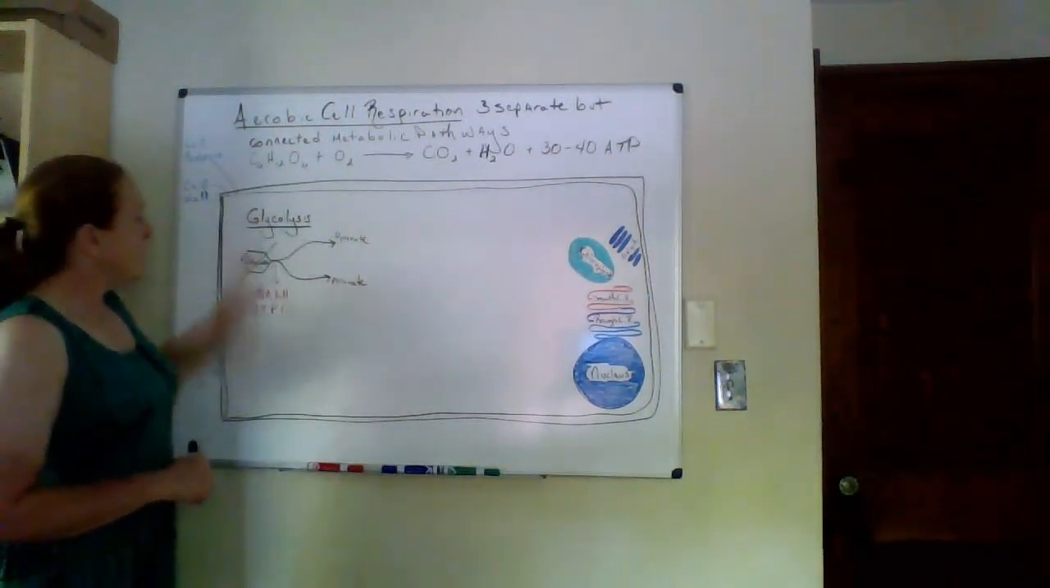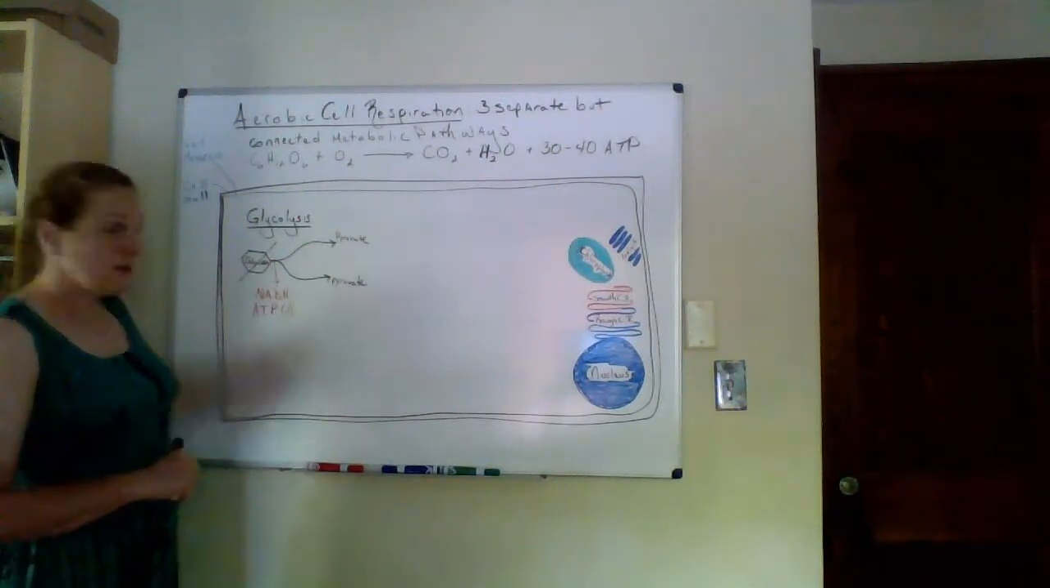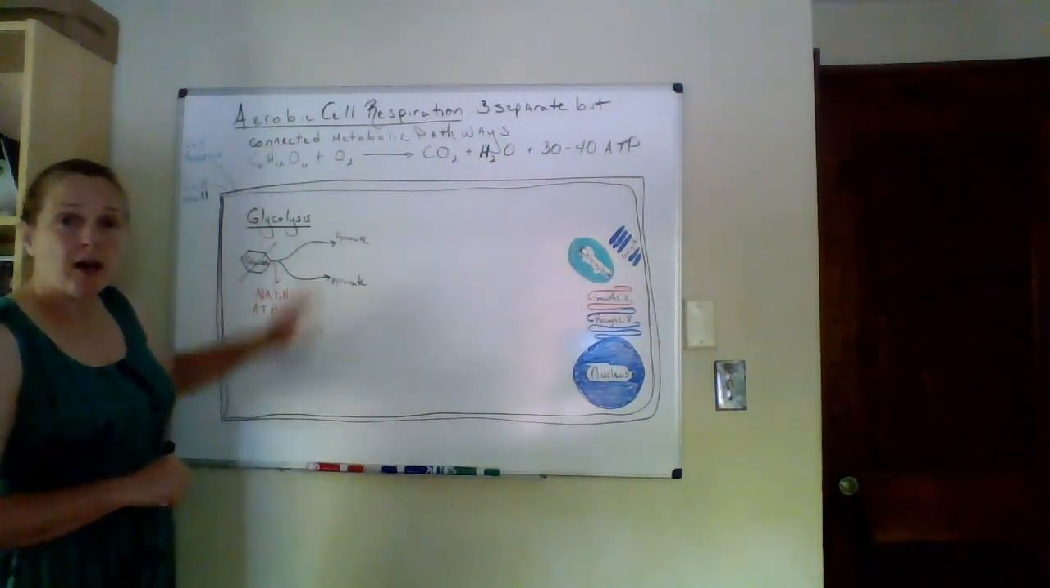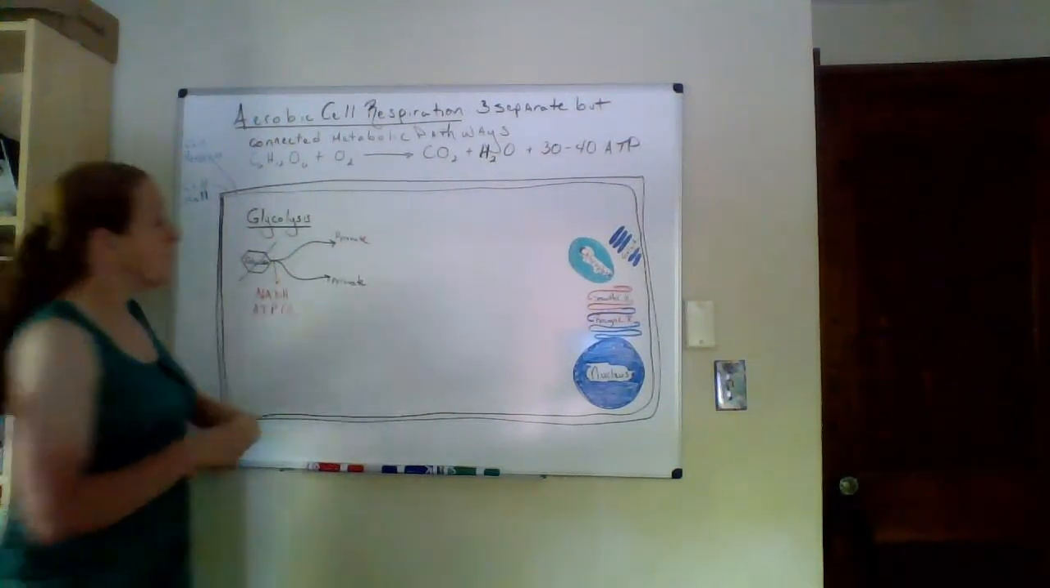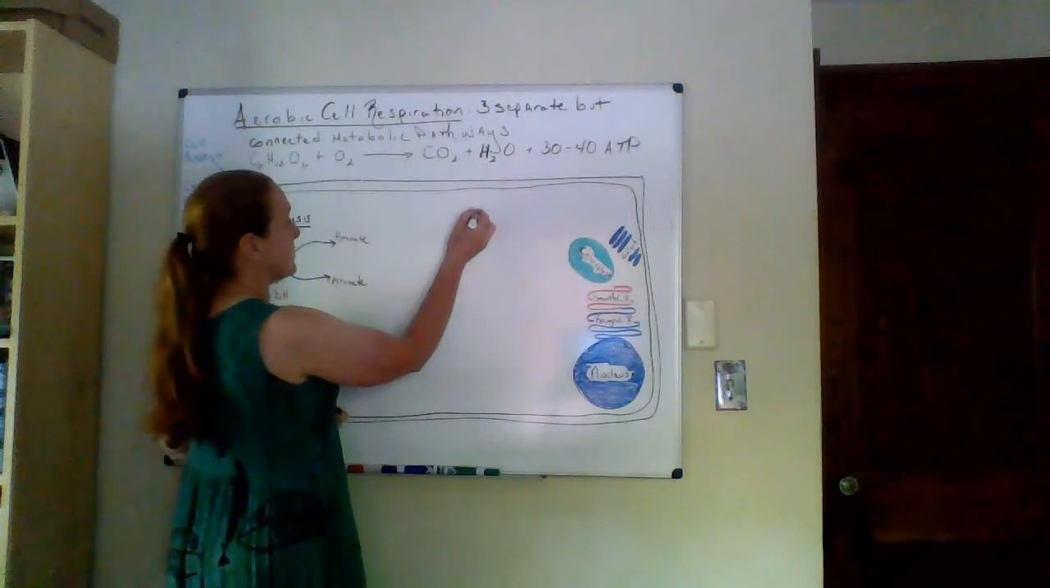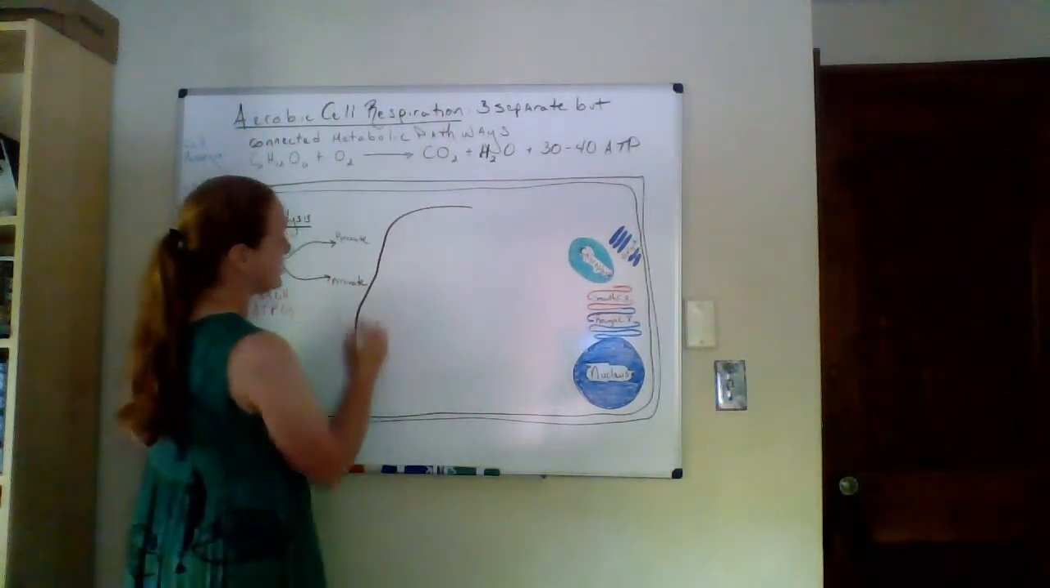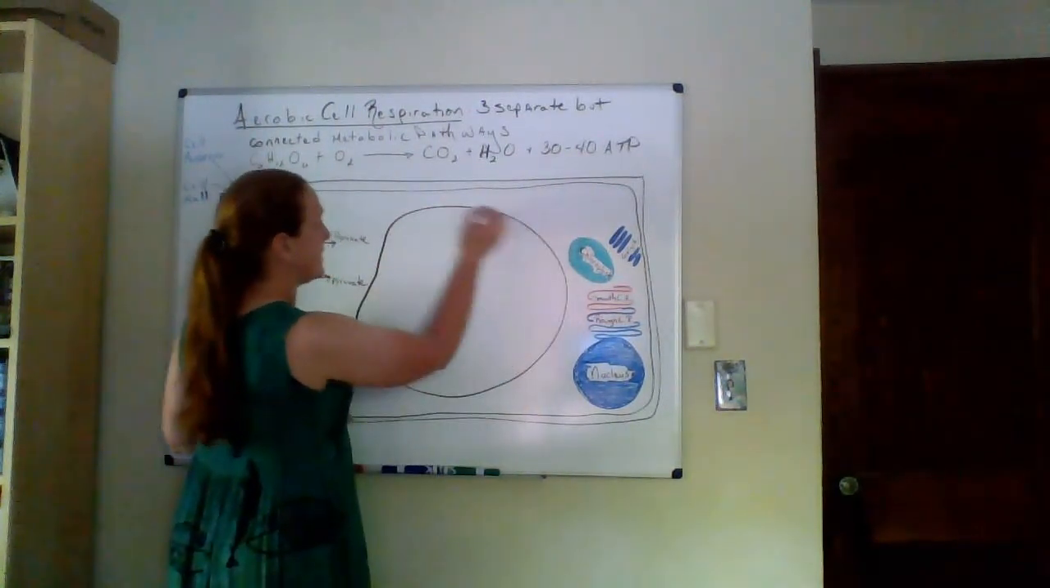So we've got the glucose molecule broken. We've got it transformed into pyruvate, but pyruvate still has lots and lots of energy. So this is where our mitochondrion organelle becomes so incredibly important.